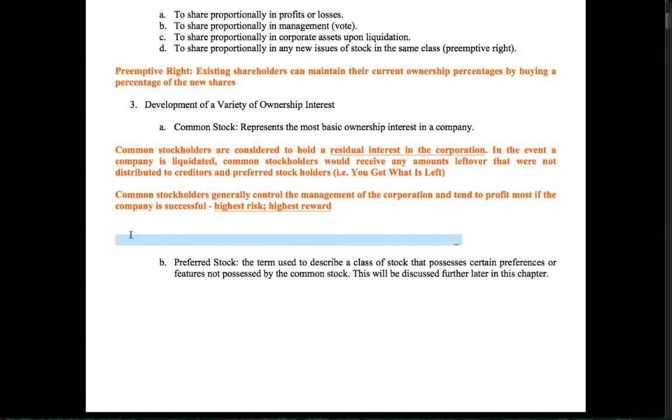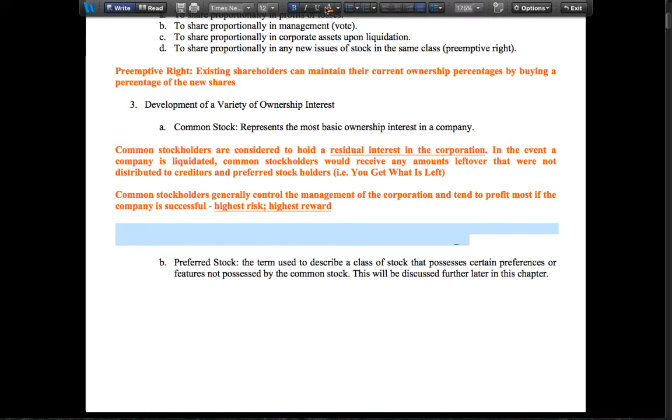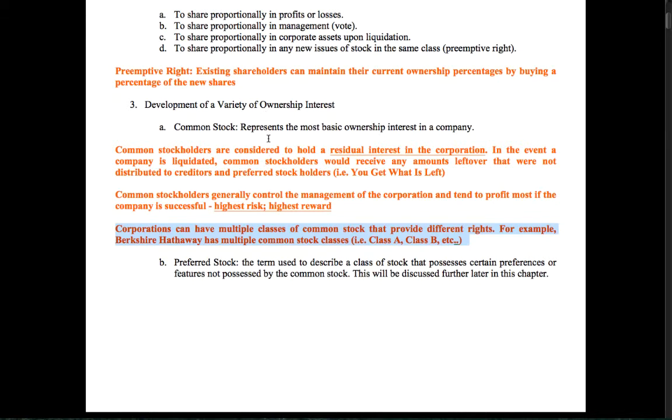And just to provide a little bit of background, with respect to common stock, corporations can have multiple classes of common stock, and these common stock classes can provide different rights. For purposes of this course, you will not be asked to distinguish between different classes of common stock. We will just assume in all examples that there's only one class of common stock to make things simple.